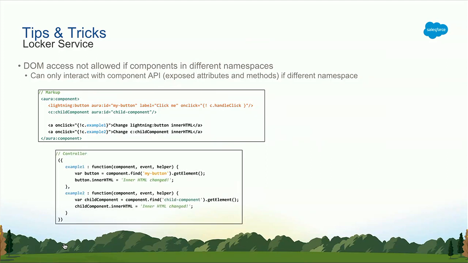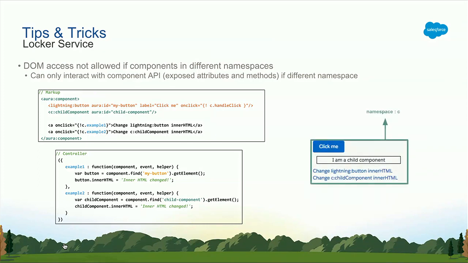The first test is going to try to find the button and change the inner HTML of that component, modify its DOM. The second test is going to do exactly the same, but for the component that lives in my same namespace. Summarizing, this is the component. This is the parent component, which lives in namespace c. This is the button component, which lives in namespace lightning. And this is the child component, which lives in namespace c as well. What do you think is going to happen here?